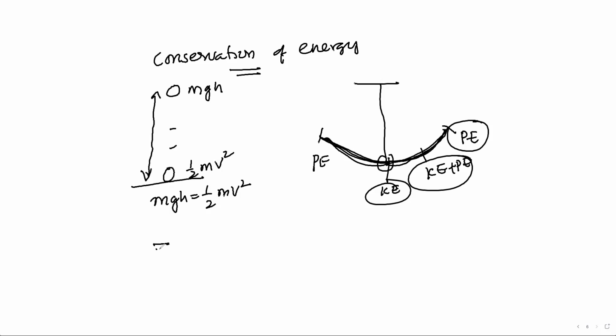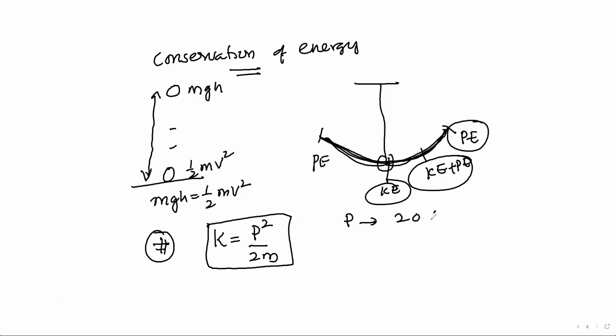And another important relation you should remember while doing work and energy problems: what is the relation between kinetic energy and momentum? K equal to P squared by 2m. Related to this formula, generally the problems will be asked like this. If the momentum is increased by 20%, what is the percentage of increase in kinetic energy? If the momentum is constant, kinetic energy is inversely proportional to mass.